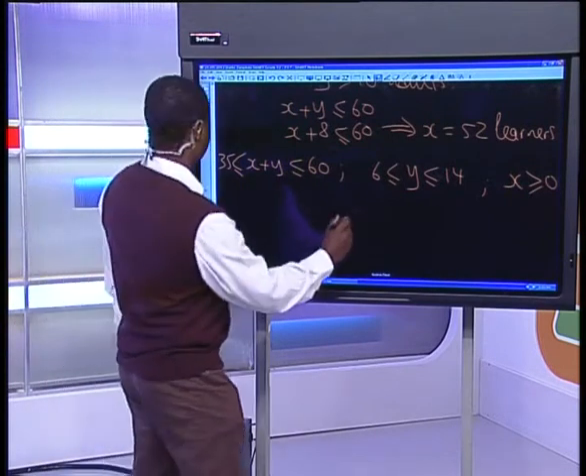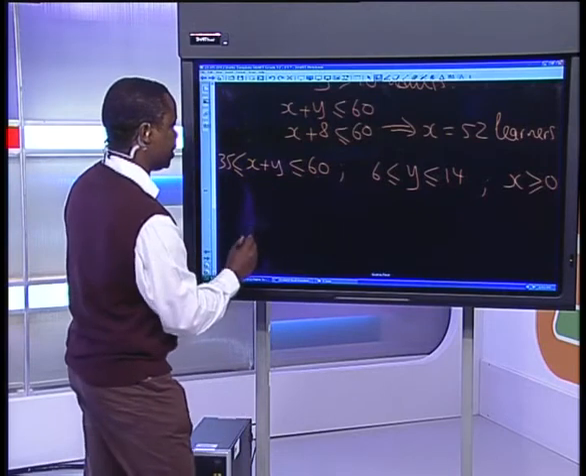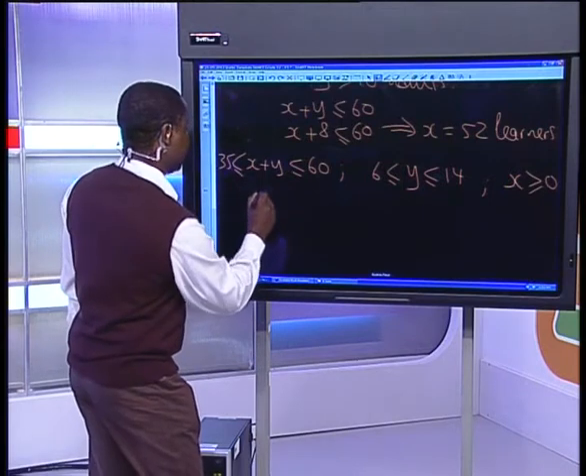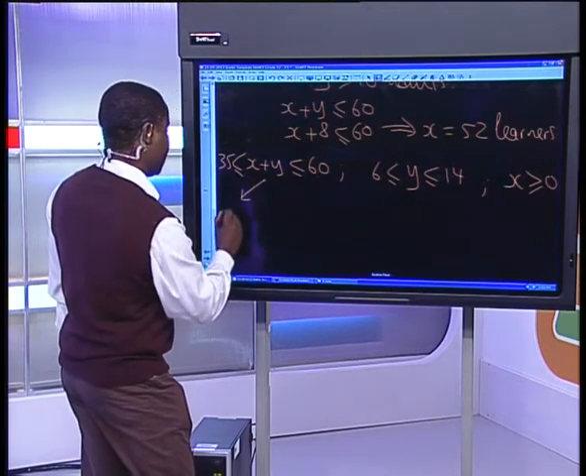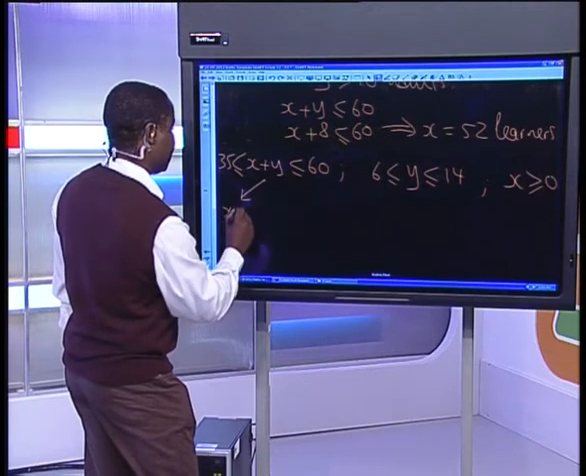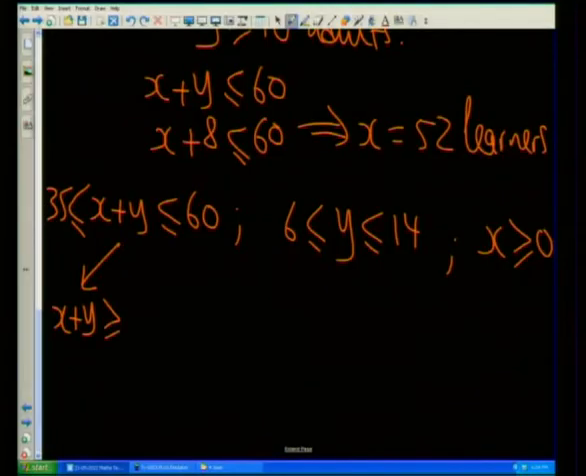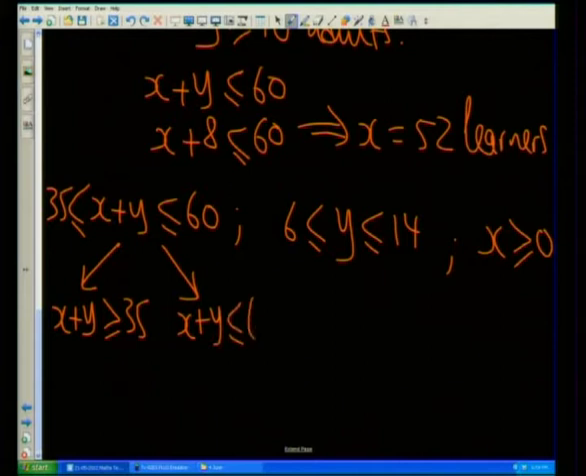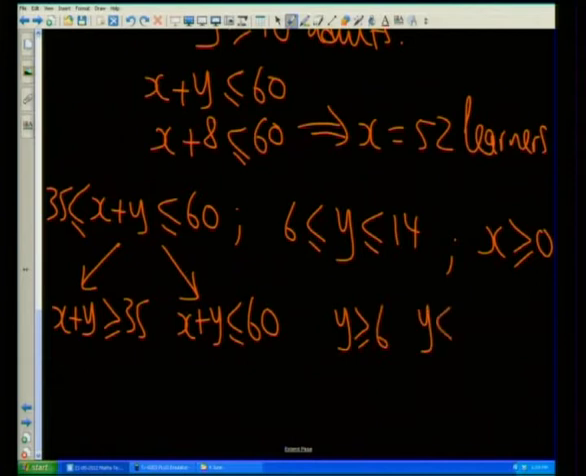All right, now we want to take this and represent it graphically like I did earlier on. Maybe rearrange this because there will be 2 equations that come out of this. One equation will be x plus y greater than or equal to 35. The other equation will be x plus y less than or equal to 60. Same story over there: y greater or equal to 6, y less than or equal to 14. So I've got the whole list here.